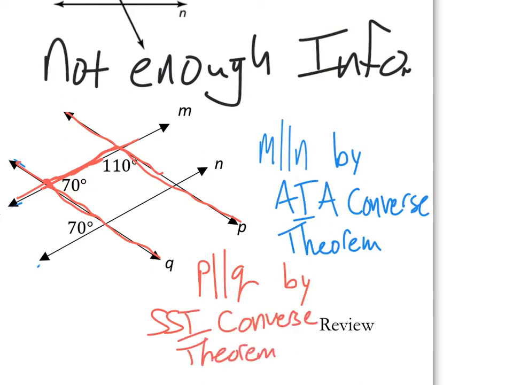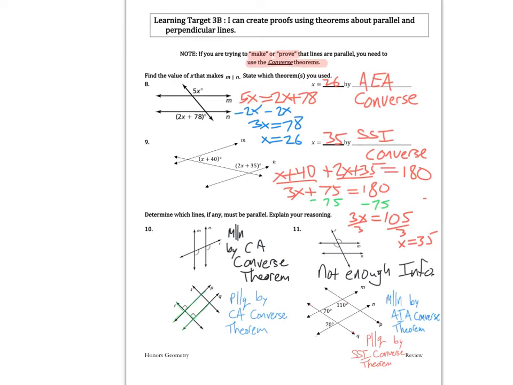So we have to have both of those, both pairs we know are parallel. All right, we have enough information, different reasons, but we have enough information there. So there we're making lines parallel. Let's go on and try a proof here.